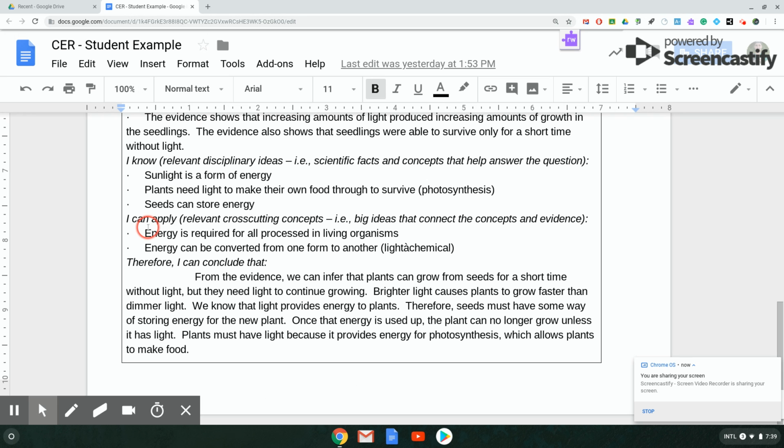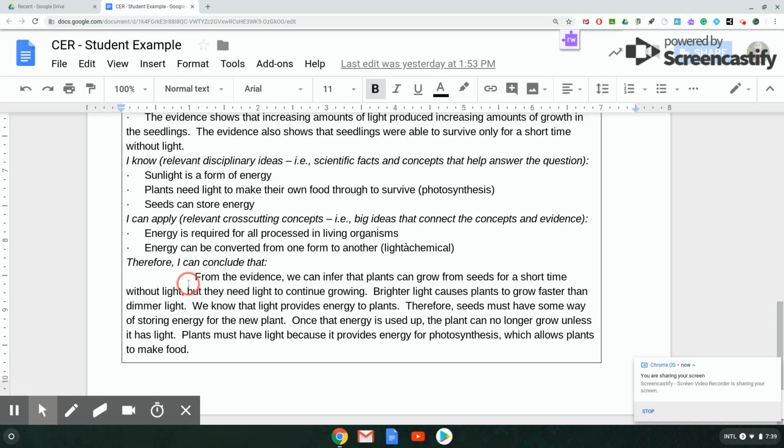So things you know are things you've learned. Next part is I can apply. So this is big ideas that connect the concepts. For instance, energy is required for all processes in life. Energy can be converted from one form to another. Again, these are factual pieces of information that apply to what you know.